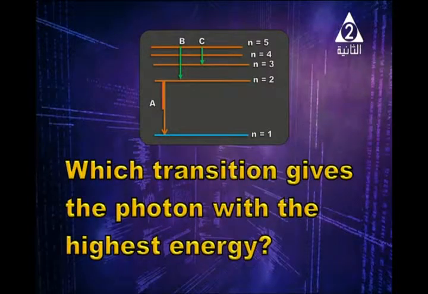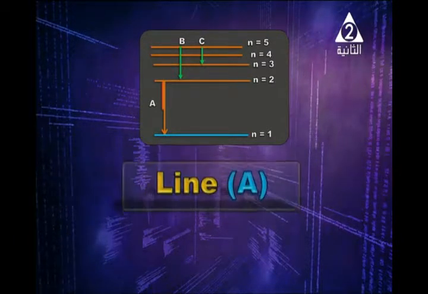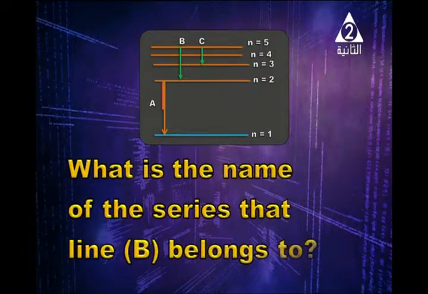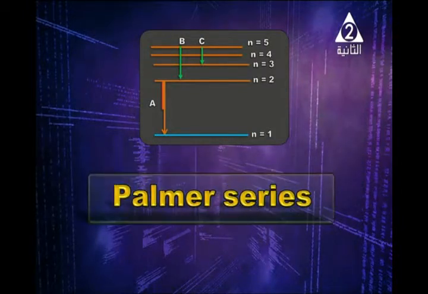And which transition gives the photon with the highest energy? Highest energy means highest frequency and smallest wavelength. It must be line A. And what is the name of the series that line B belongs to? Line B, okay. Here the electron relaxes to n equal to 2. So it is Balmer's, the visible one. Okay, it is the Balmer series.